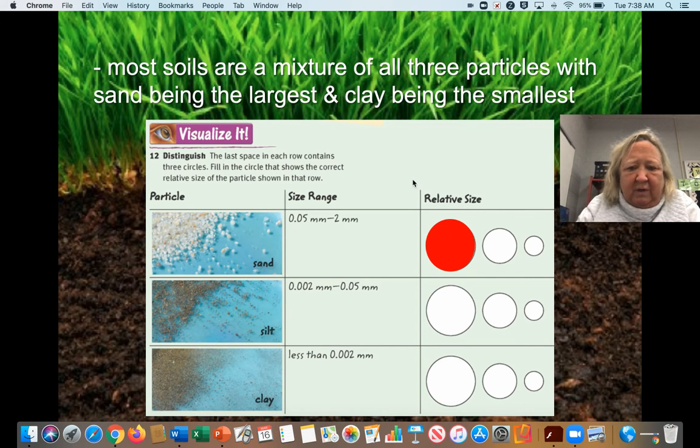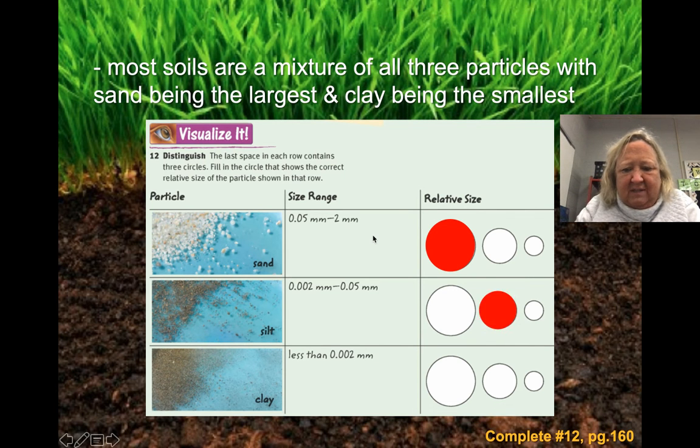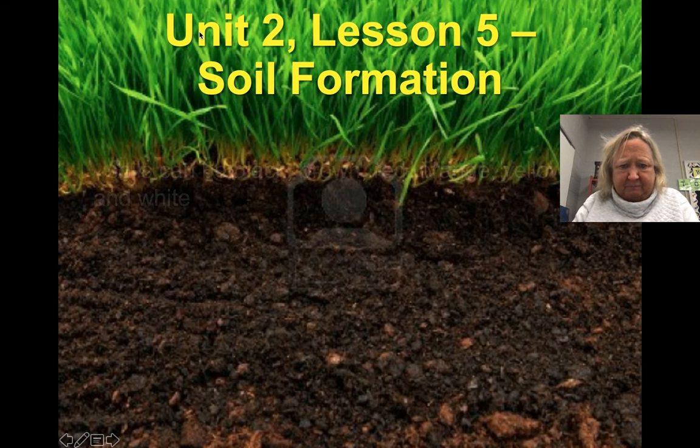So if you were to color these in, you would see that silt is medium sized and clay is the smallest. Sand, if you've ever been to a beach, or I'm sure you know what sand is or feels like, then silt is a little smaller, and then clay.